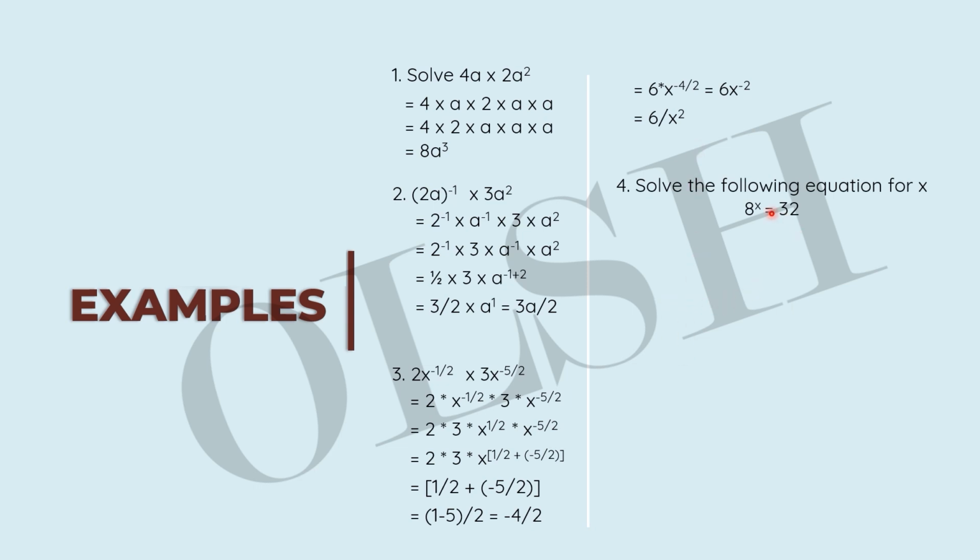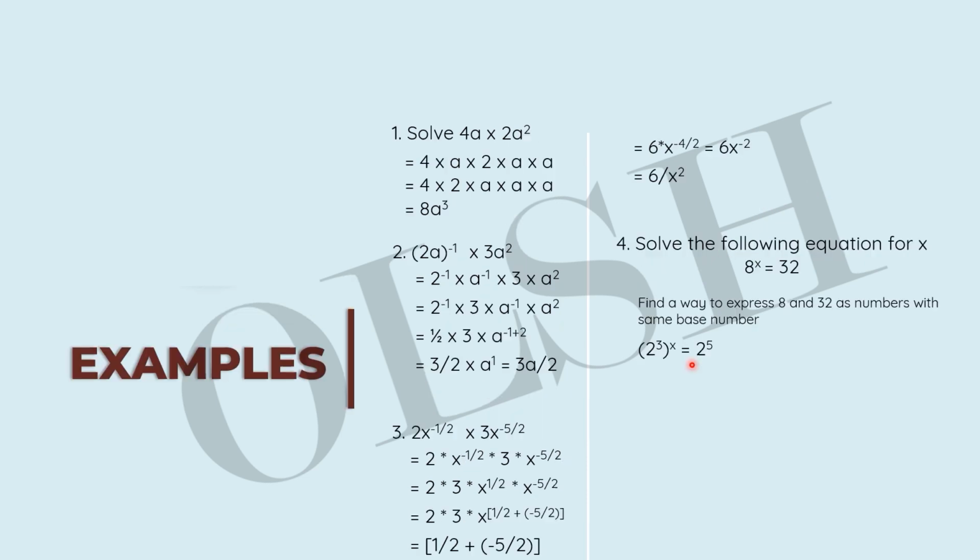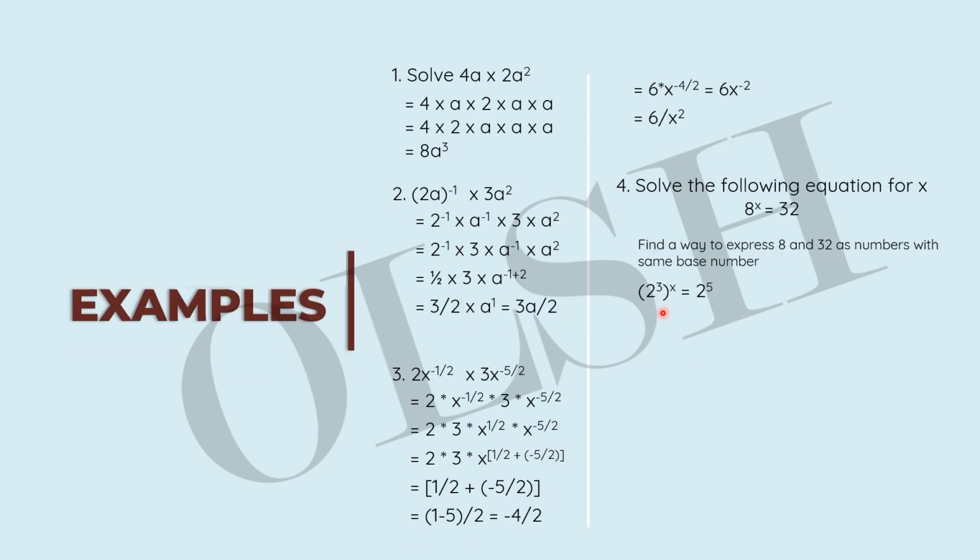So we have 8 raised to the power x equal to 32, and we're asked to solve this equation for x. Okay, so our first step is to find a way to express 8 and 32 as numbers with the same base number. That's the first thing we need to try to do. We can look to get an equal factor for both numbers, and if we look carefully, we have 8, we have 2. 2 should be a very good factor for both of them. If we raise 2 to the power of 3, we have 8. If we raise 2 to the power of 5, we have 32.